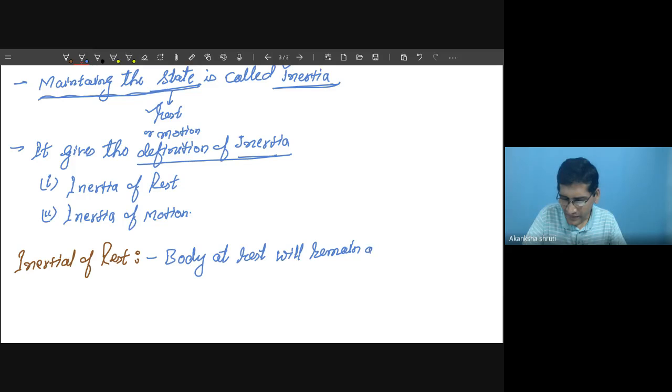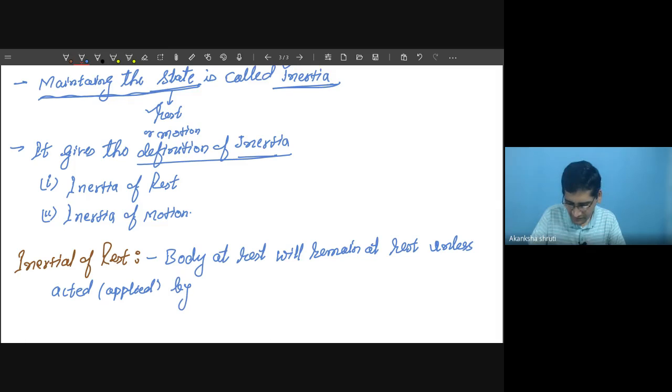Remain at rest unless acted by, acted means applied, by an external unbalanced force. External unbalanced force.